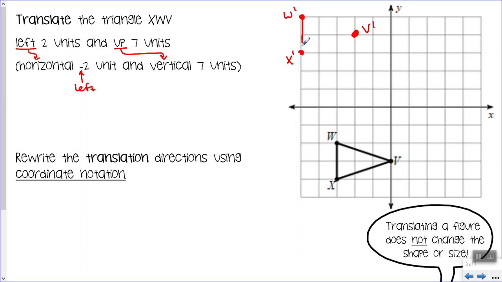And now if I connect the dots here, I can see that my triangle looks exactly the same as what we started with. Same size, same shape, facing the same way. It's just in a different location.